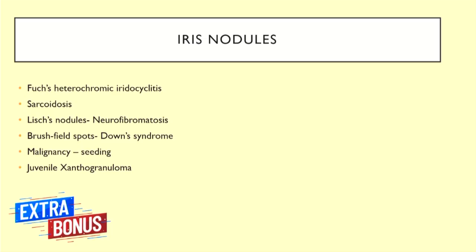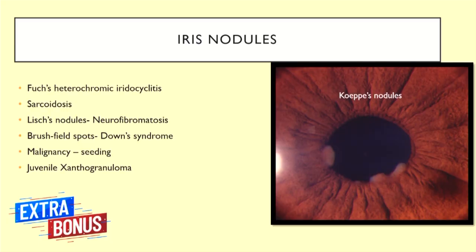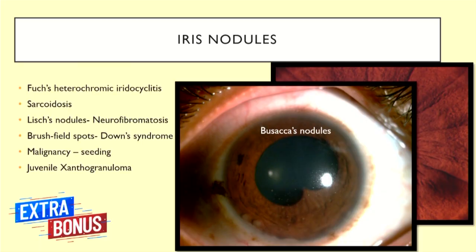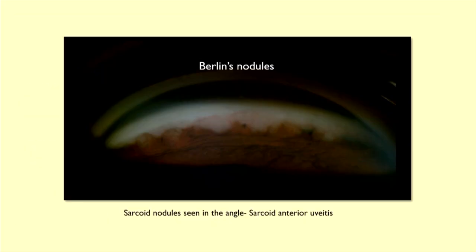So these are the other conditions which can present with nodules in the iris when you are having a case of anterior uveitis. It could be sarcoid. It could be something totally harmless like a Lisch nodule. It could be Down syndrome. Rarely, it could be seeding. Malignancies can also present with anterior uveitis. So when they happen on the border of the pupil, it is a Koeppe nodule. You see it on the surface of the iris, Busacca's nodules. You see it in the angle, a beautiful picture of nodules in the angle. So think of sarcoid anterior uveitis.